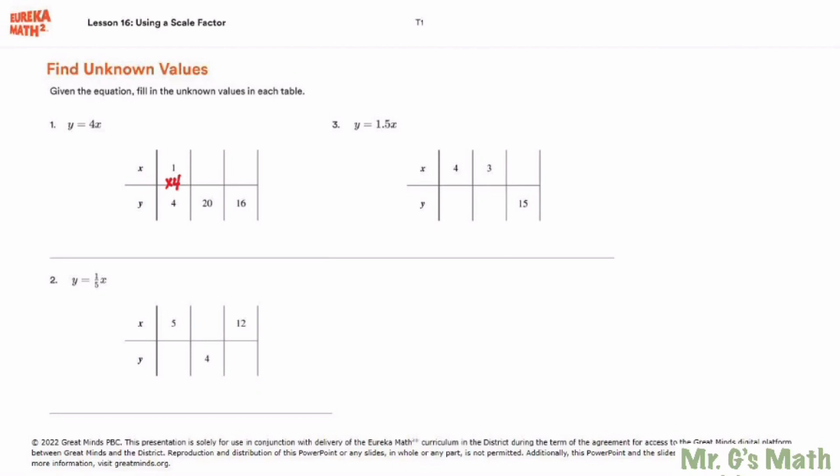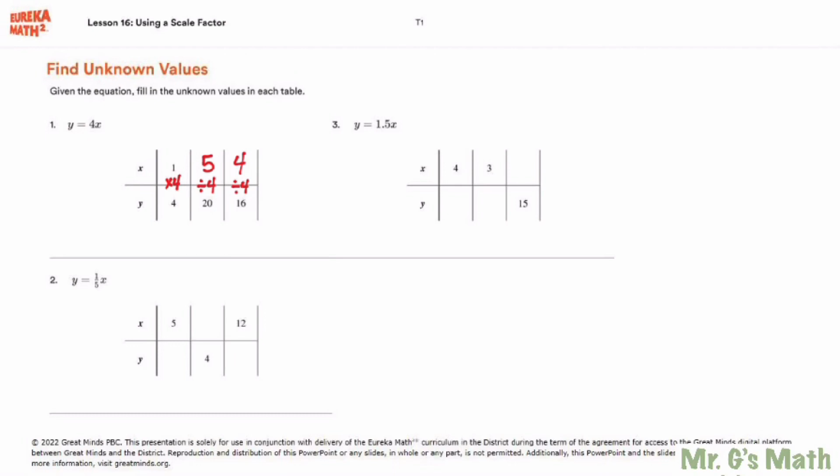Yes. Which means if I go from y to x, I'm going to do what? I'm going to divide. So I'm right here, I'm going from y to x. That means I need to do 20 divided by 4, and that missing number is going to be 5. I'm going to go 16 divided by 4, and that missing number is going to be 4. Perfect. So there are those missing numbers.